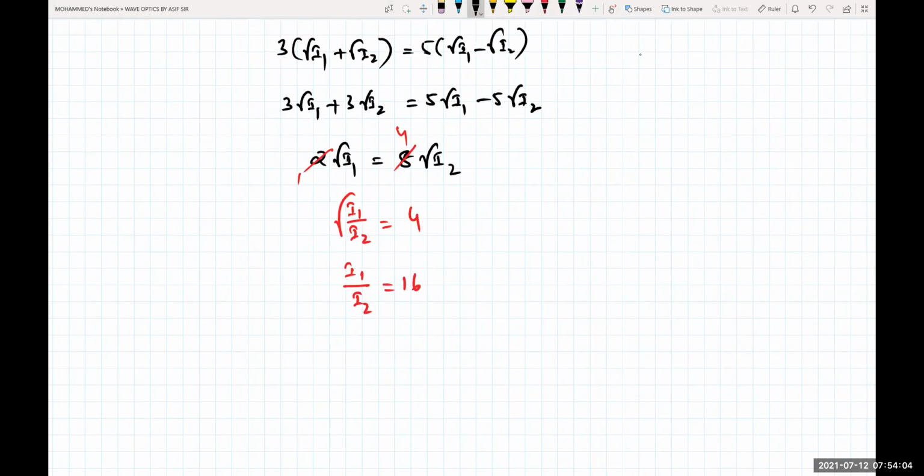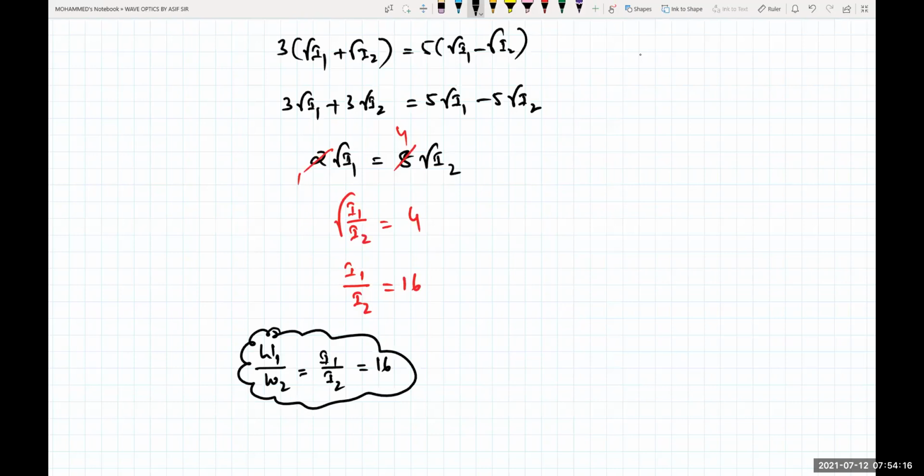16. So I can write here, with width right now, beta: W1 divided by W2 is equal to I1 divided by I2. So that will be equal to 16. So width of this one will be in the ratio 16:1. Is that clear? Yes, sir.